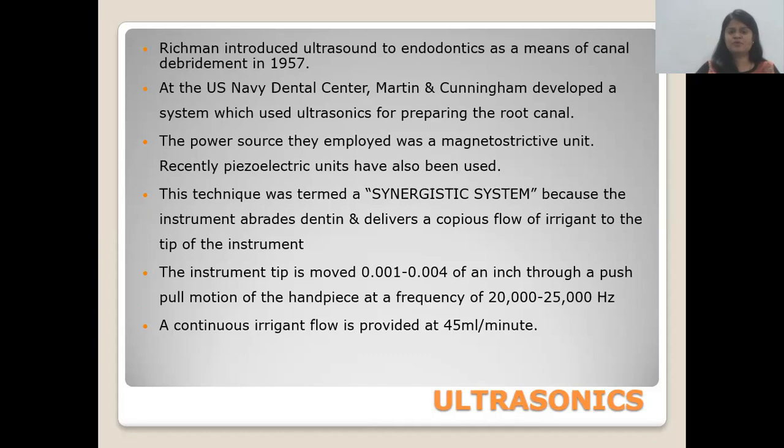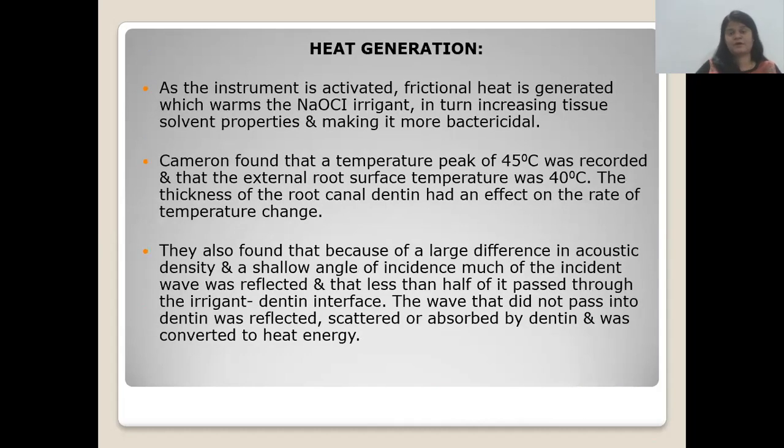The instrument removes 0.001 to 0.004 inches of dentin through a push and pull motion of the handpiece at a frequency of around 20,000 to 25,000 hertz. A continuous irrigant flow is provided, with 45 ml of solution used for 1 minute. What are the effects of ultrasonics? The first one is heat generation.